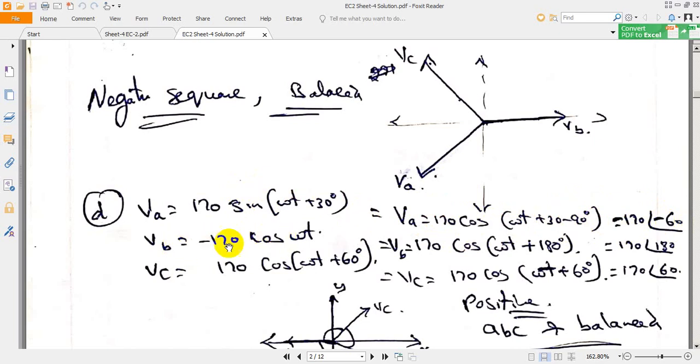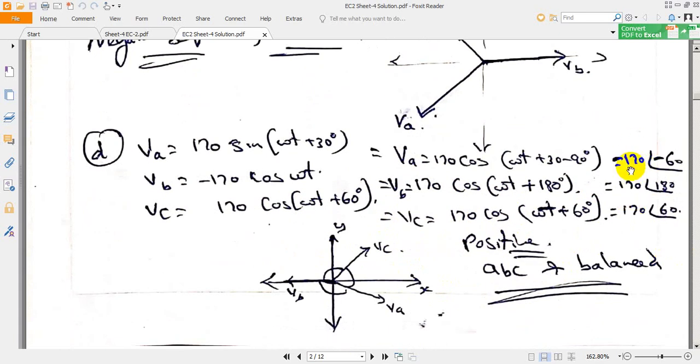And here VB is minus 170, a negative function of the cosine. To change the negative to positive, we need to add 180. To remove this minus, we add plus 180. If we add, it becomes 170 cos of omega t plus 180. This is in the basic fundamental form. To convert into polar form, 170 at an angle of plus 180. VC is equal to 170 at an angle of 60. It is as it is, we are taking it.